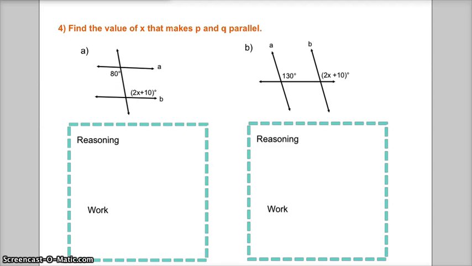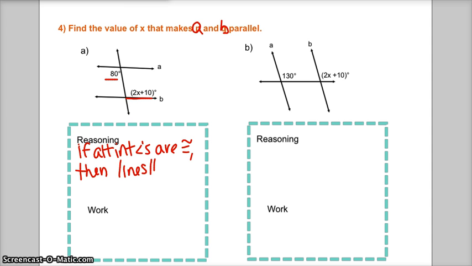On the backside, it says find the value of x that would make, and again, I have P and Q. I think that should be A and B. That would make A and B parallel. Reasoning: these are alternate interior angles. So if alternate interior angles are congruent, then the lines are parallel.